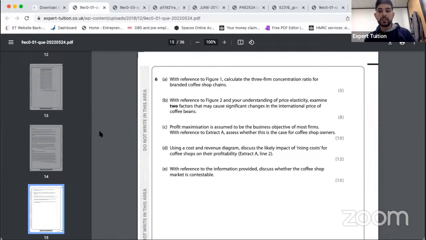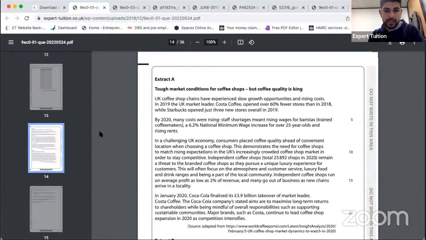Marker. Using a cost and revenue diagram. One analysis then, no need for a second analysis. Discuss the likely impact of rising costs for coffee shops on their profitability. I mean, this one is the most insulting to your intelligence yet, because at least in the other ones, they kind of needed you to figure out whether it was revenue or cost. This time, it's costs. Costs have gone up. Tell us what happens. Well, guess what? It's literally written out for you right here.